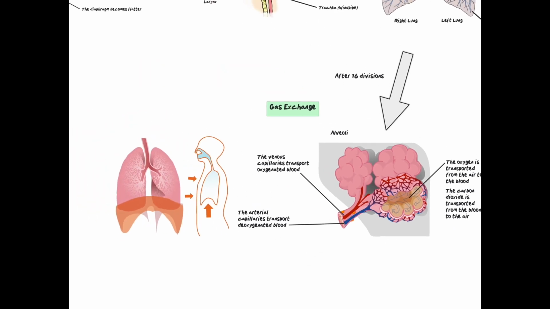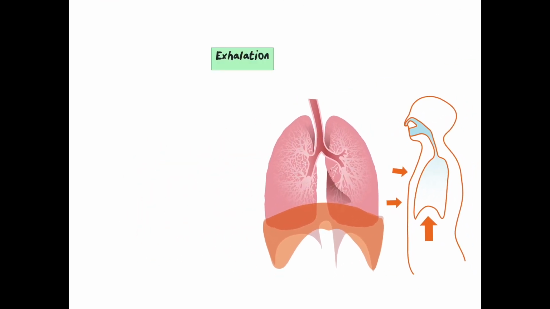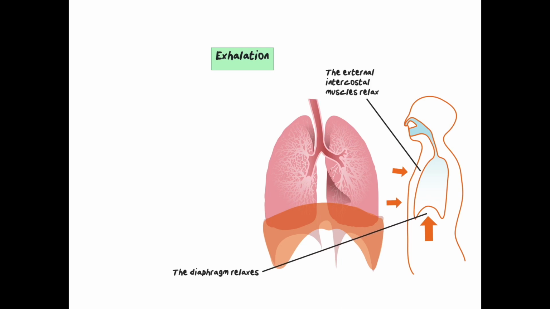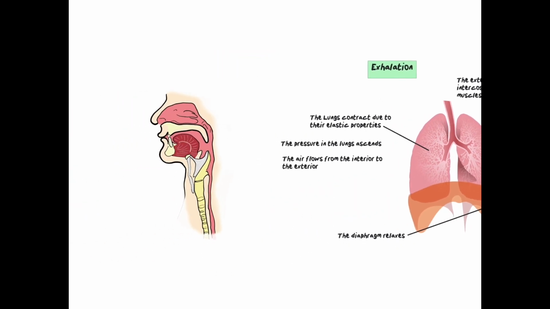The last part of the respiratory process is the exhalation. During the exhalation, the external intercostal muscles relax. The diaphragm also relaxes. The lungs contract due to their elastic properties, so the pressure in the lungs ascends. The air flows from the interior of the lungs to the exterior. When forced exhalation is required, the internal intercostal muscles contract and the abdominal muscles contract. The forced exhalation is essential if we need to increase the respiratory rate or the respiratory depth.